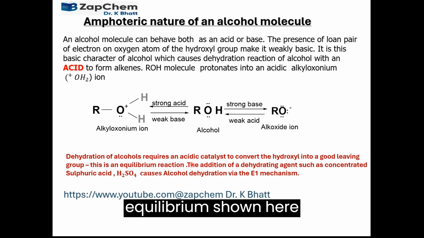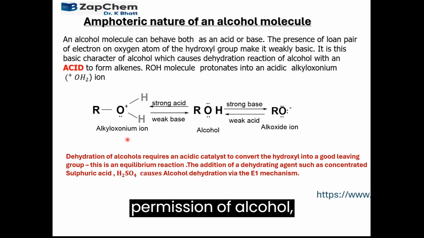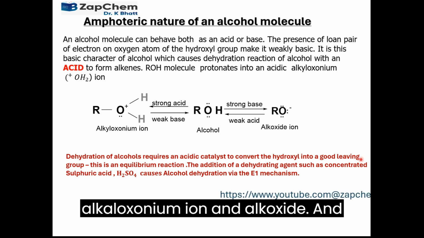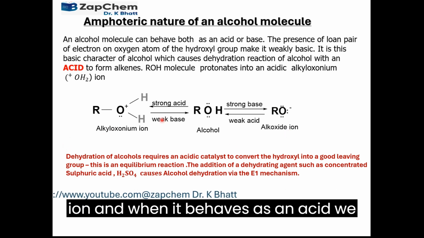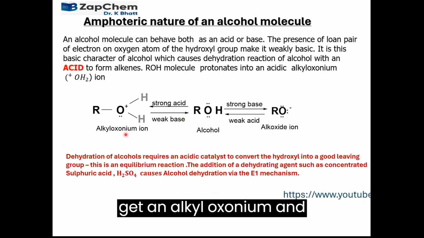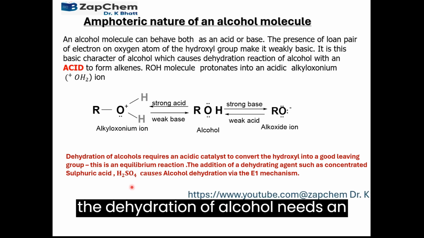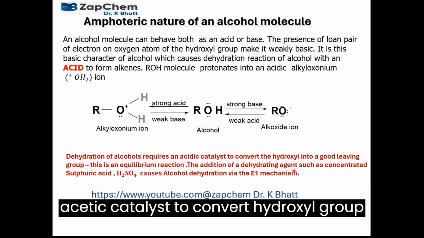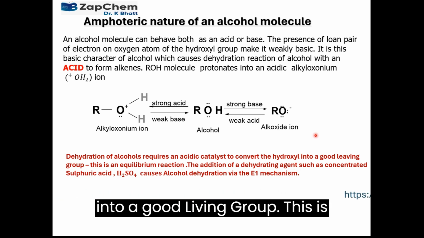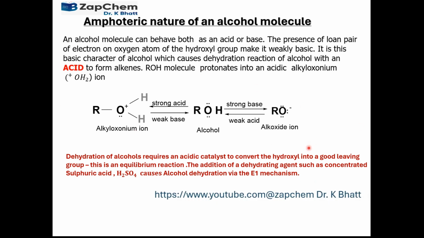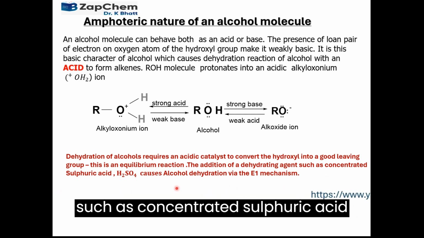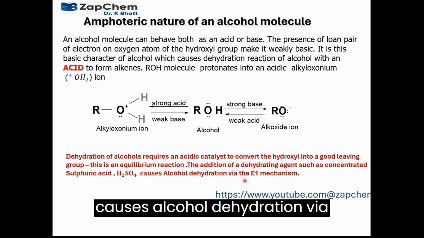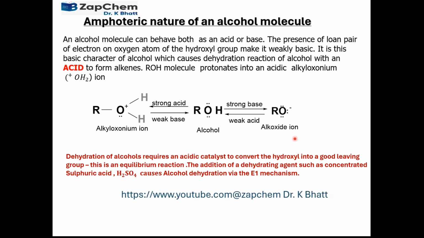Here is an equilibrium shown here, formation of alkyloxonium ion and alkoxide ion. When it behaves as a base, we get alkoxide ion, and when it behaves as an acid, we get an alkyloxonium ion. The dehydration of alcohol needs an acidic catalyst to convert the hydroxyl group into a good leaving group. This is an equilibrium reaction as you find here, and the addition of a dehydrating agent such as concentrated sulfuric acid causes alcohol dehydration via E1 mechanism.